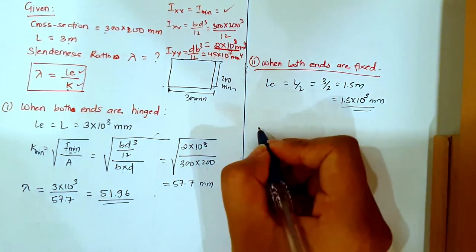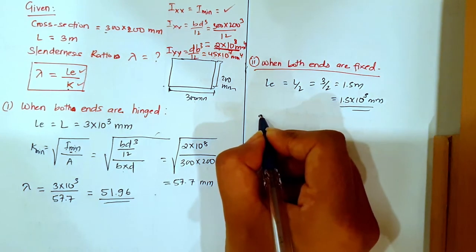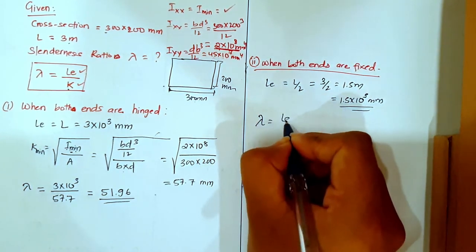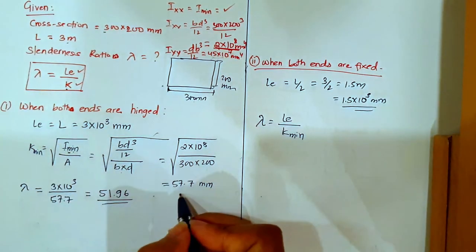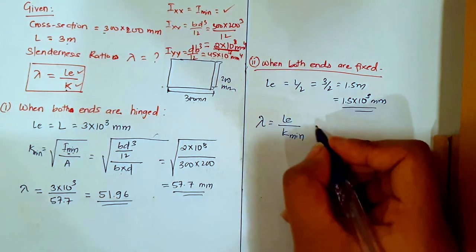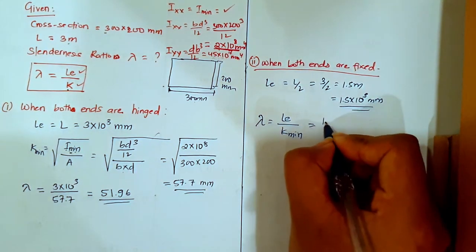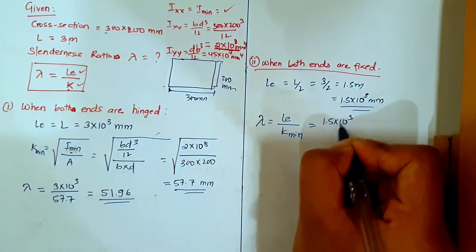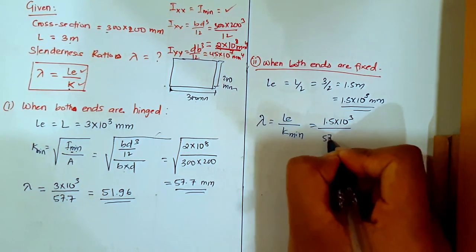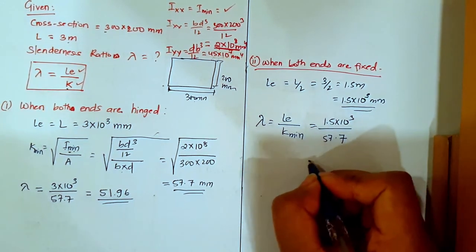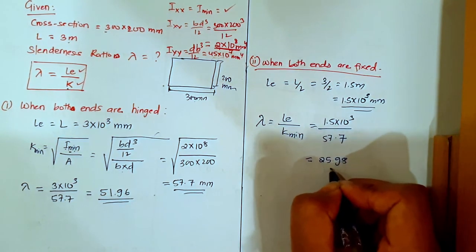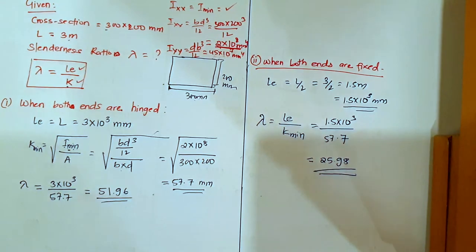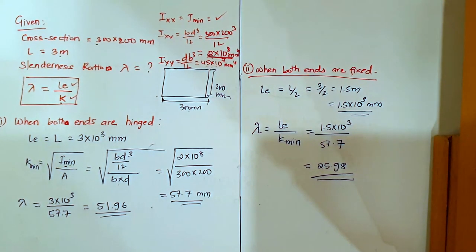Okay, now let's find lambda. Lambda will be equal to the ratio of effective length divided by K minimum. So K minimum, the value that we got here, will remain the same. So LE is 1.5 into 10 raised to power 3 divided by 57.7. So from here you get 25.98. Okay, so this is the slenderness ratio. So I hope this numerical is clear.